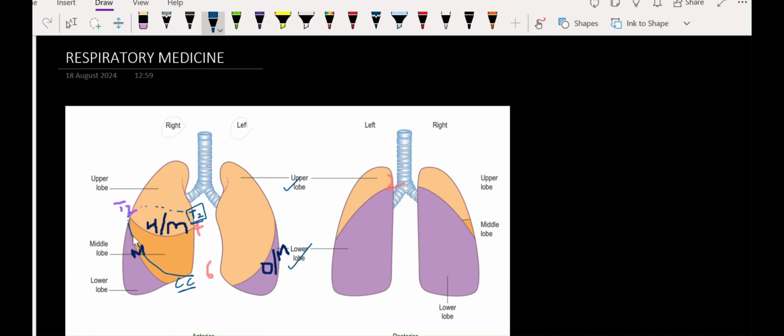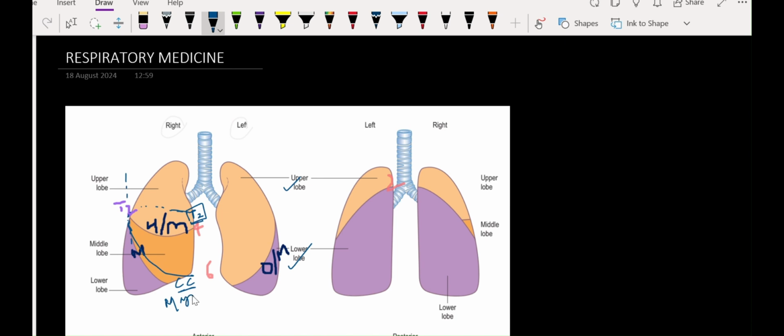And where is this cutting? This line is cutting in the fifth rib, in the mid-axillary line. So this is the mid-axillary line. The fifth rib is getting cut here, but it's starting from the T2 spine and it's coming and ending on the costochondral junction 6. So this entire line which we have made is actually our major fissure, also called the oblique fissure.